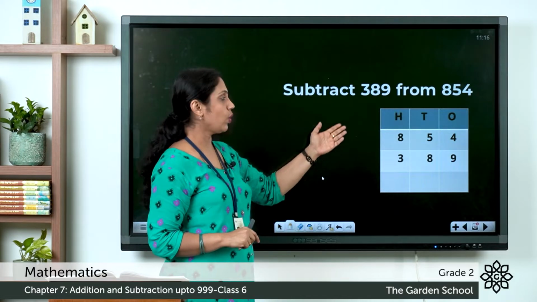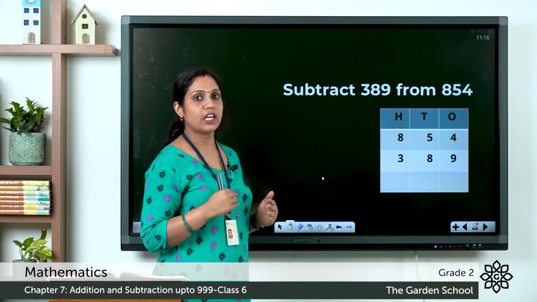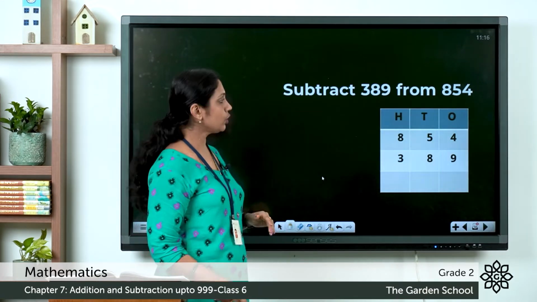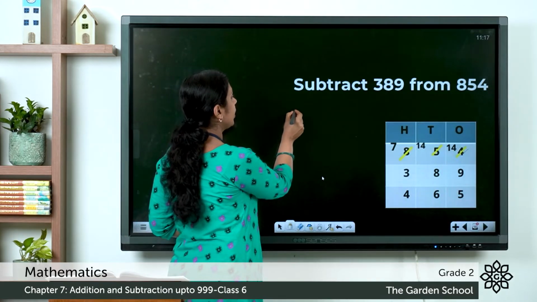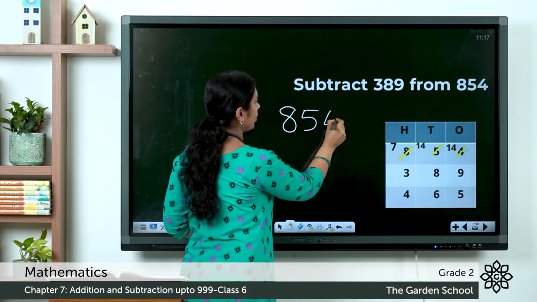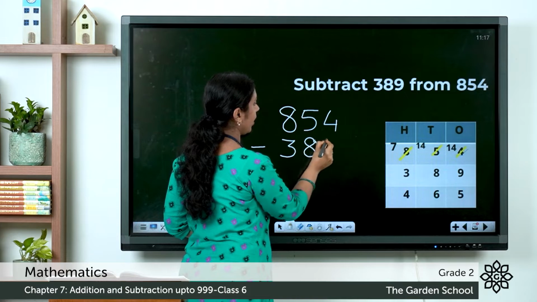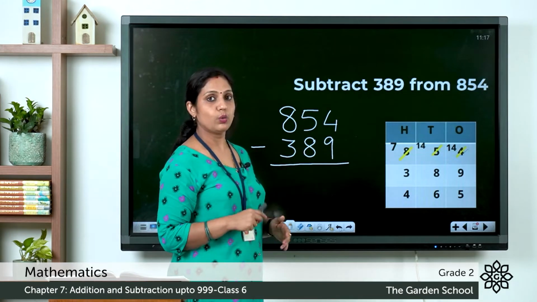Next, we have subtract 389 from 854. So, look at the ones place, we have 4 minus 9. So, 9 is greater than 4. We are not able to subtract 9 from 4. So, we will have to borrow from the tens place. So, let's write 854 minus 389.